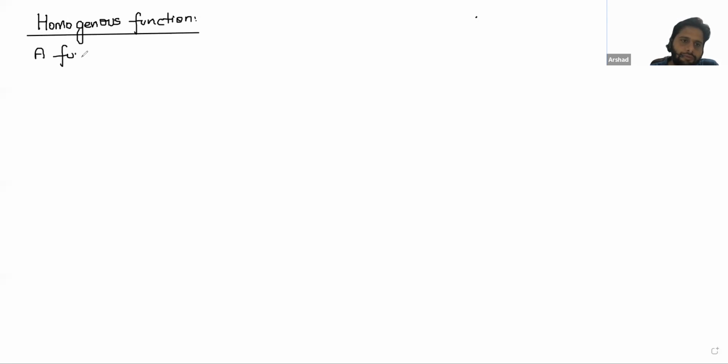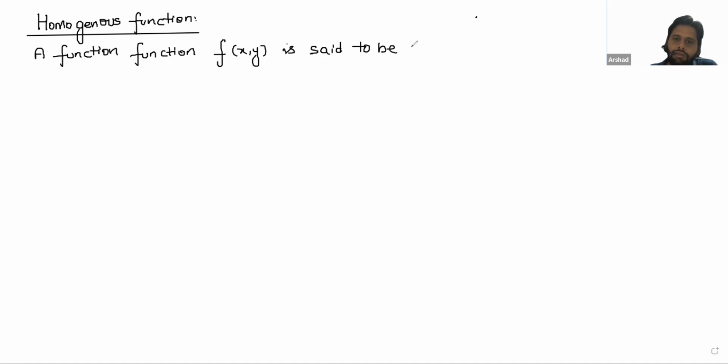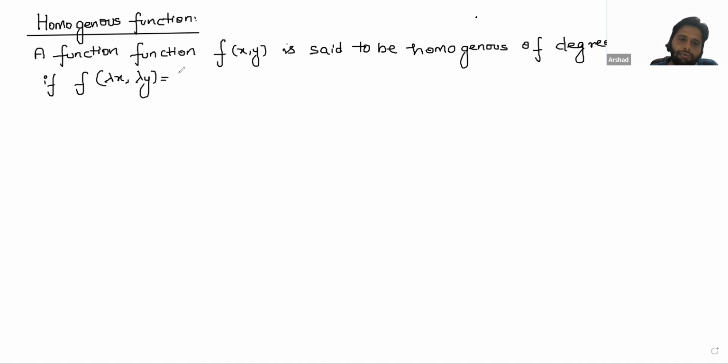A function f(x, y) is said to be homogeneous of degree n if f(lambda x, lambda y) is equal to lambda to the power n f(x, y). Okay, so if you have a function, then it is said to be homogeneous of degree n if f(lambda x, lambda y) is equal to this one.